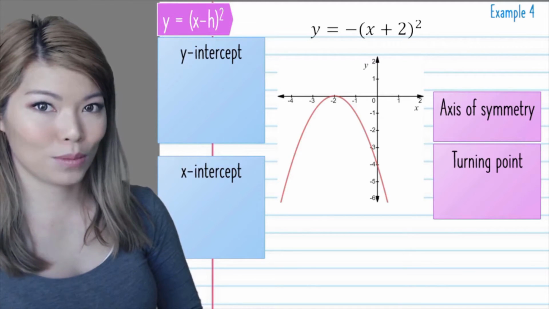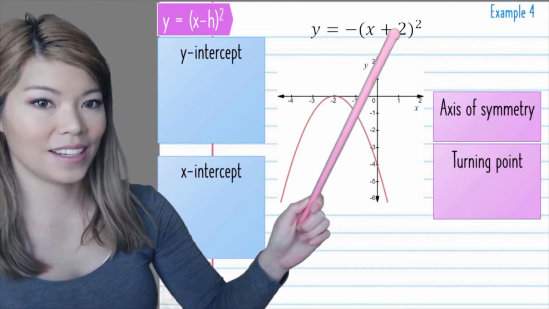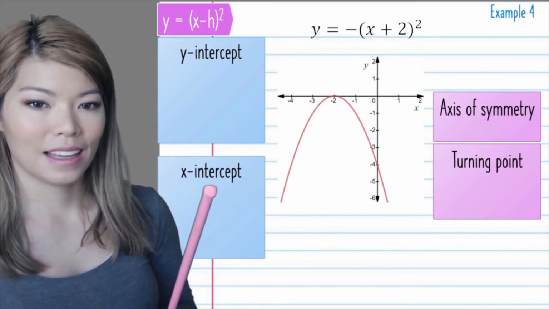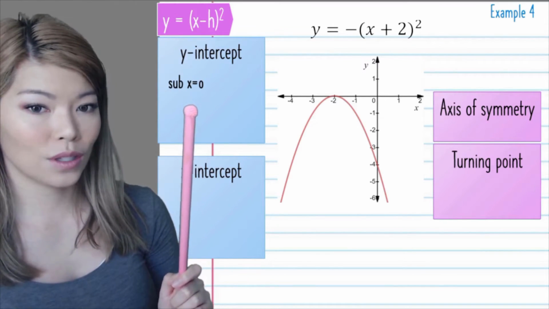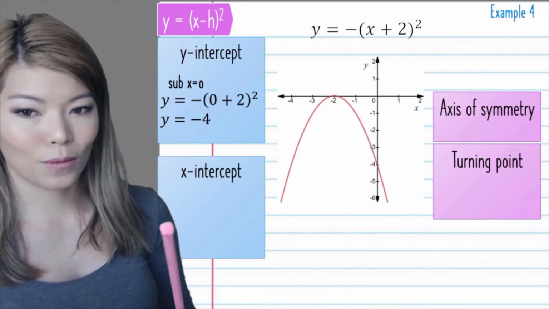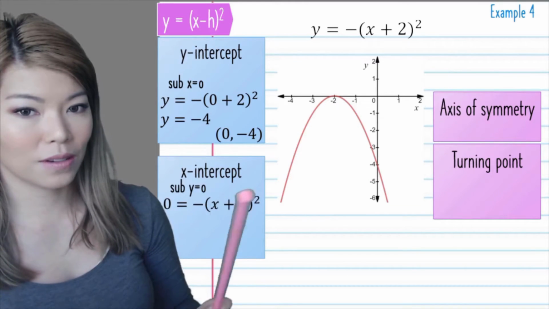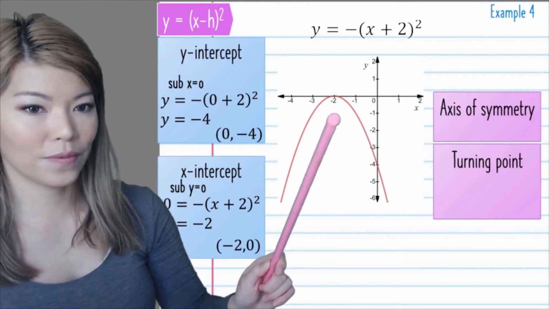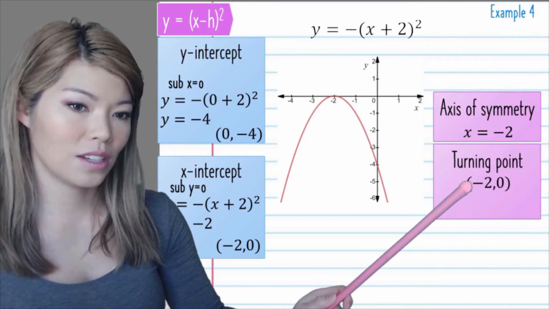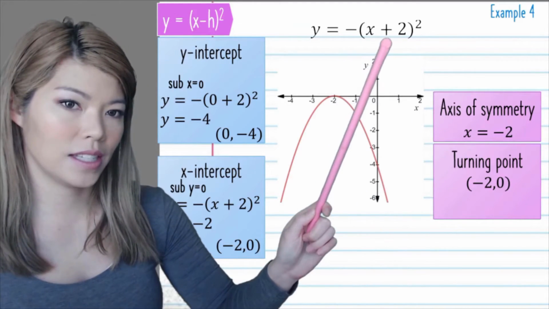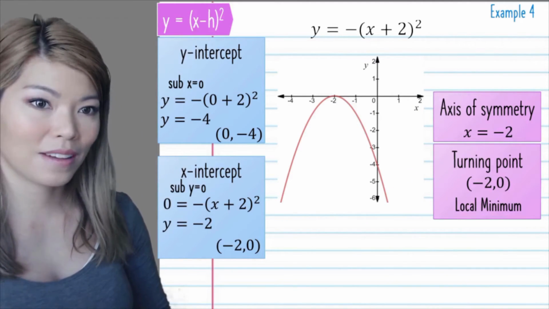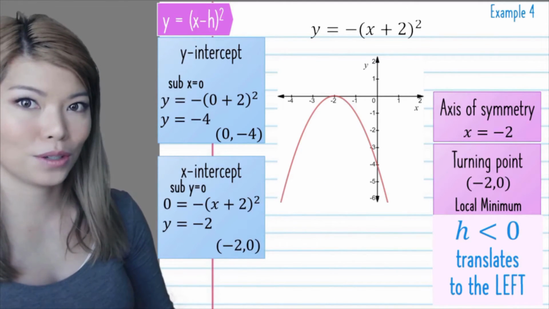Example 4, last example before I test you. Here we have a negative graph and h is negative 2. Remember, h is negative 2, so minus minus becomes plus. Here we can work out the y-intercept by letting x equal 0, and putting that into the equation, we have y equals negative 4 as expected. And we can work out the x-intercept by letting y equal 0, and we can work it out to be negative 2, 0. The axis of symmetry is at x equals negative 2, and the x value of the turning point matches the h. h is negative 2. The x value of the turning point is also negative 2. And we describe this graph as having translated to the left by 2 because h is negative.